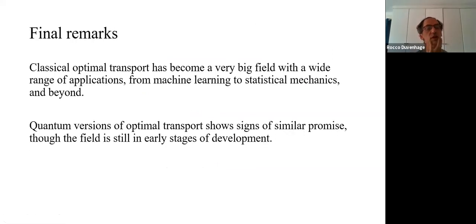Okay, and then final remarks I have: the classical optimal transport has become a very, very big field, has a wide range of applications from machine learning to statistical mechanics, and it seems many other things. And quantum versions of optimal transport do seem to show signs of similar promise, but it's in very, very early stages of development. But from the little bit that I've seen, it does seem to be quite promising.